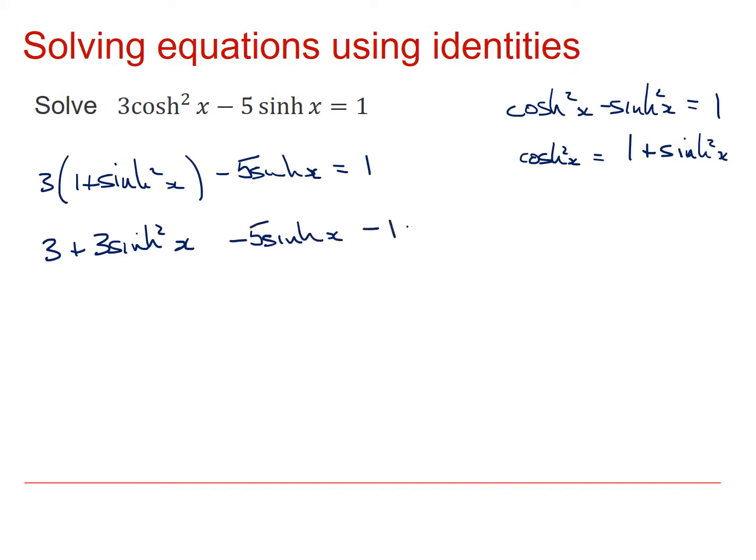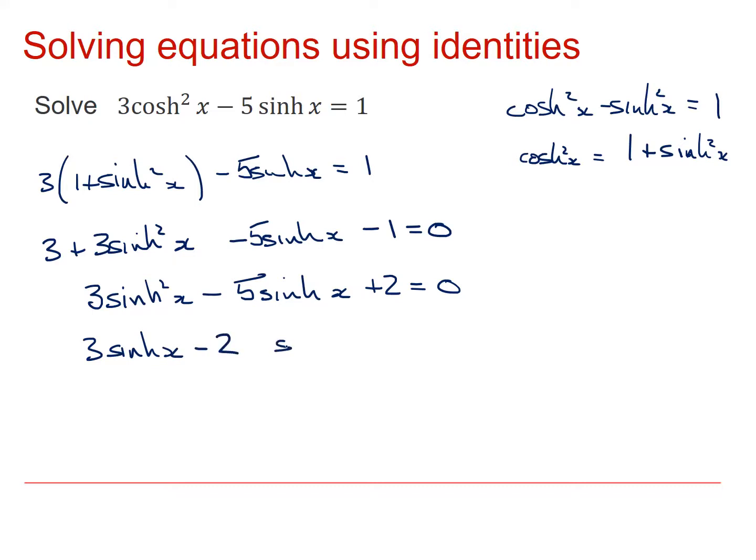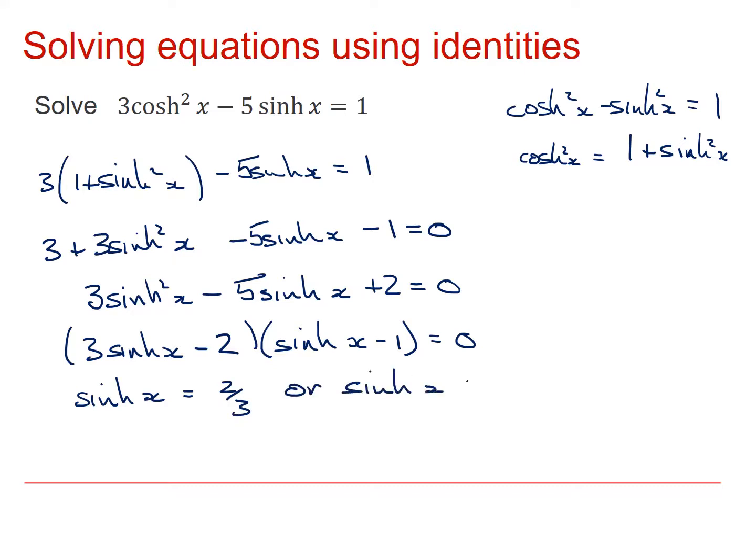And I'm going to bring the 1 over as well. This will boil down to a nice little quadratic in sinh. So 3 sinh squared x minus 5 sinh x plus 2 is equal to 0. That will factorize into (3 sinh x minus 2)(sinh x minus 1). And that gives me that sinh x is equal to 2/3, or sinh x is equal to 1.